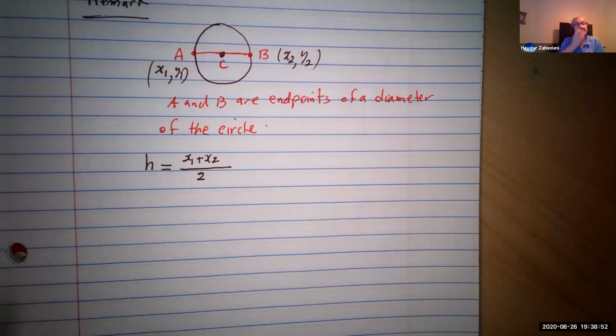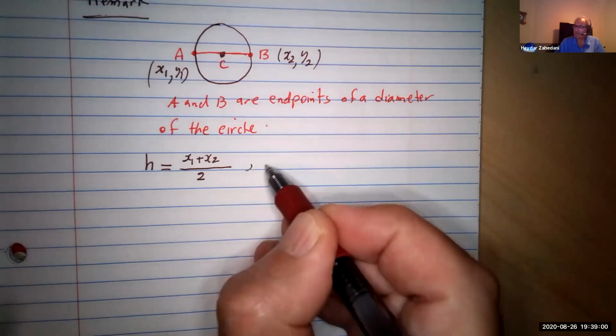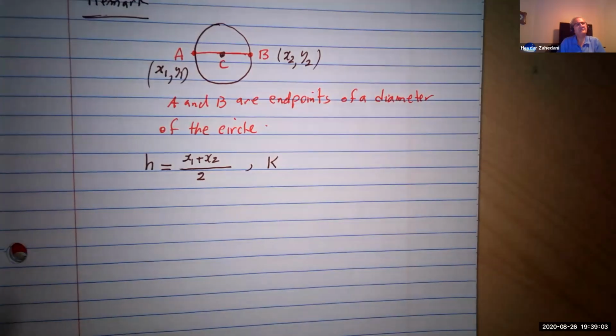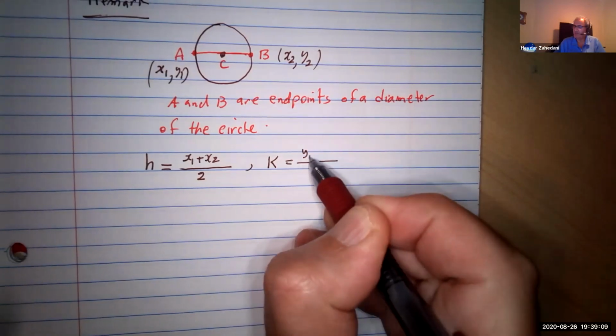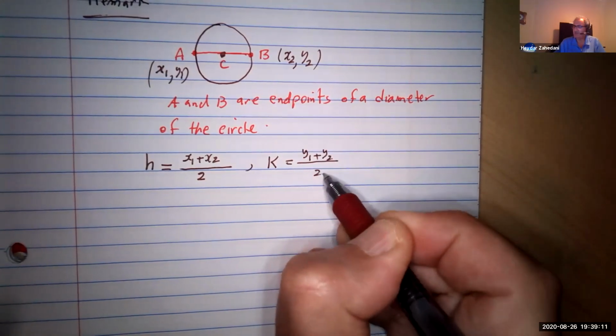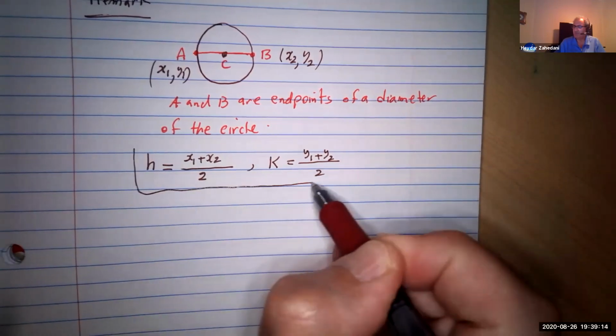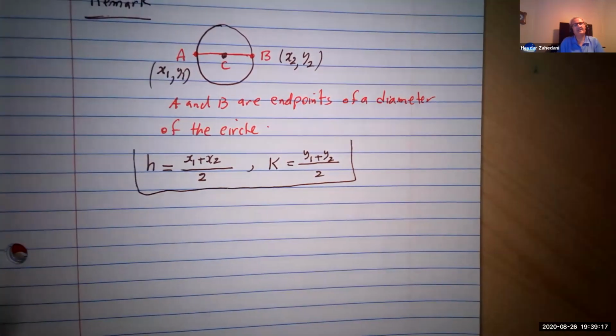It's the midpoint, so the h is going to be the average of the x1 and the x2. Then you have the same thing for the k. K is going to be the average of the y values, y1 plus y2 over 2. So that is a point that you have to remember when you want to solve the third problem of the circle. If 2 endpoints of the diameter are given to you, you are going to use the midpoint formula to get the center.